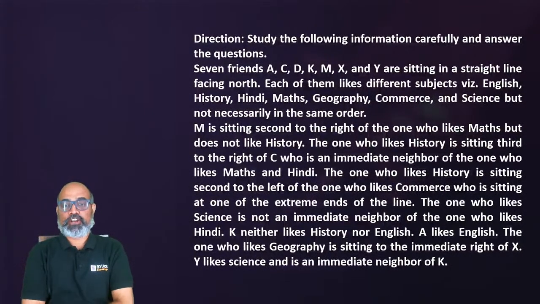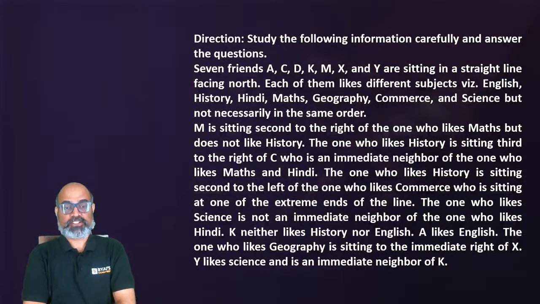Direction: study the following information carefully and answer the questions. 7 friends A, C, D, K, M, X and Y are sitting in a straight line facing north. Each of them likes a different subject: English, history, Hindi, math, geography, commerce and science, but not necessarily in the same order. M is sitting second to the right of the one who likes maths but does not like history. The one who likes history is sitting third to the right of C, who is an immediate neighbor of the one who likes maths and Hindi.